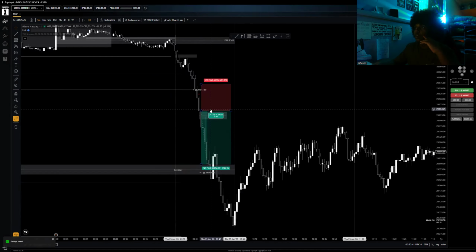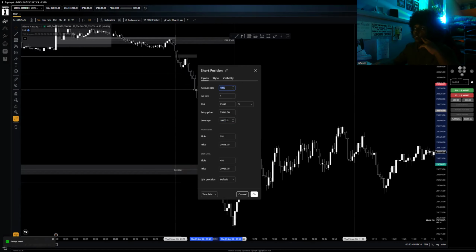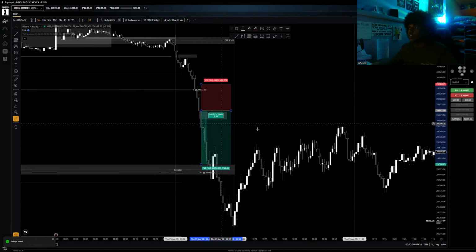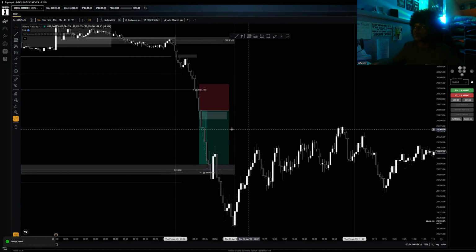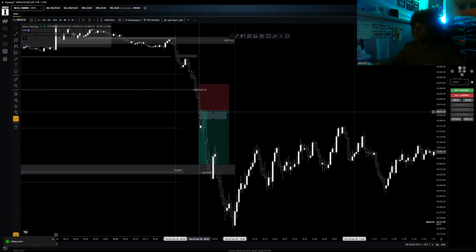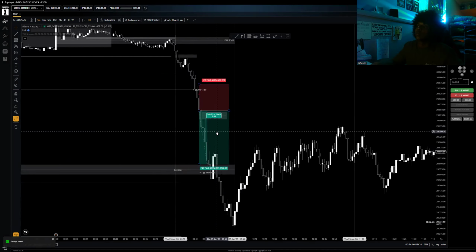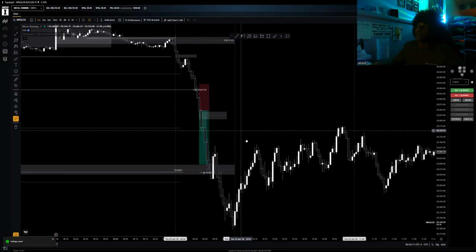So there is an entry. There's entry 847.50. So this is where my entry was. Straight up went to my take profit. I am just happy, 248 points on this trade.